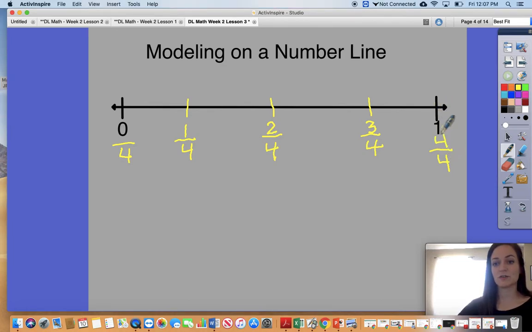4/4 is equal to 1 whole. Because if you had a pizza and you had it cut into 4 equal pieces and you ate 4 pieces, you ate the whole pizza, right? So 4/4 is the same as 1 whole, okay?